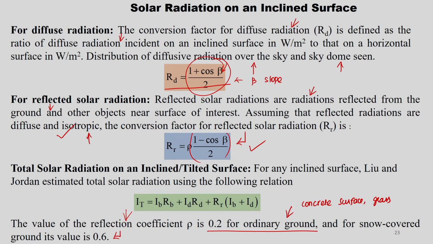Then the total solar radiation on an inclined or tilted surface, Liu and Jordan, he estimated using this particular relation. This particular reference we would give when we do the problems. So, IT is IB RB plus ID RD plus IB plus ID, this is total, into RR. So, if we divide this equation by IG, IT upon IG, that is global radiation, then it would be IB upon IG, right.